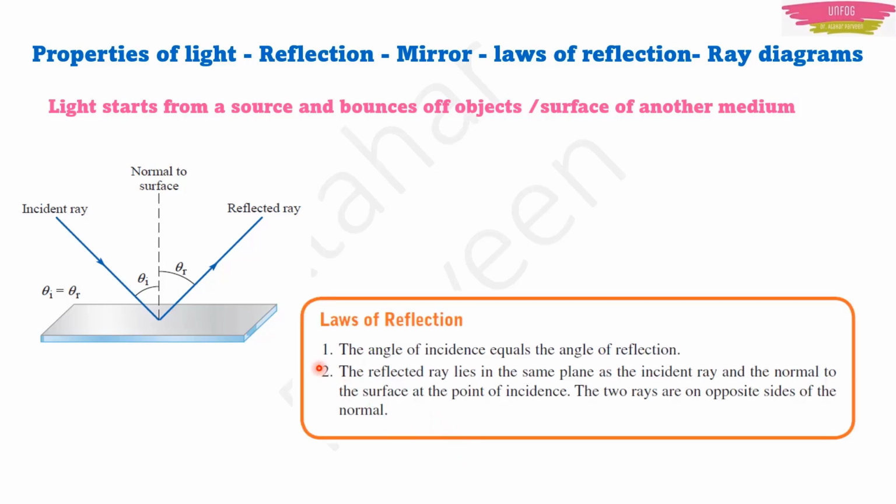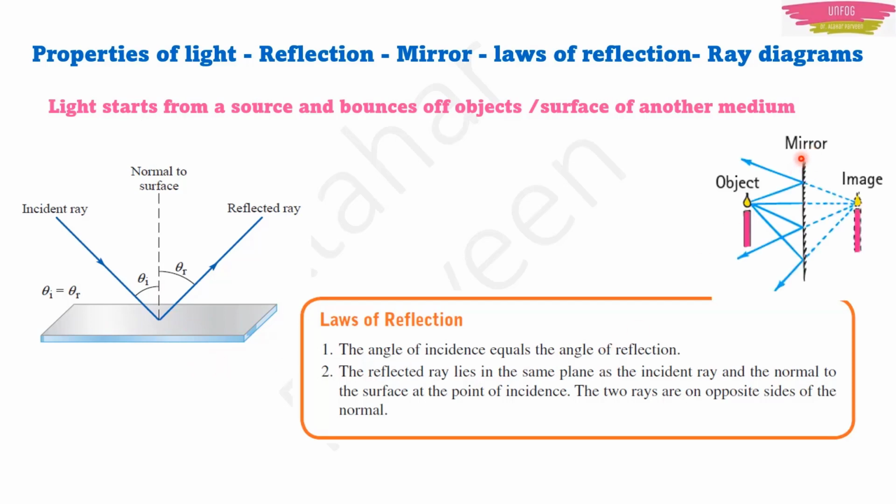Now, whatever reflection happens, it is based on two laws. They are known as the laws of reflection. The first law is that the angle of incidence equals the angle of reflection. Always. Whenever reflection happens, it follows this law that the angle of incidence, here theta I, is equal to theta R. The second law states that the incident ray, the reflected ray and the normal to the surface, all three of them lie on the same plane. And the two rays, the incident ray and the reflected ray, are on opposite sides of this normal. Okay, these two are the laws of reflection. Now, consider that this slab is a plane mirror.